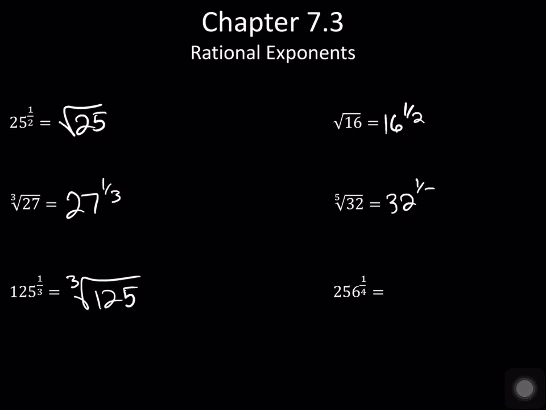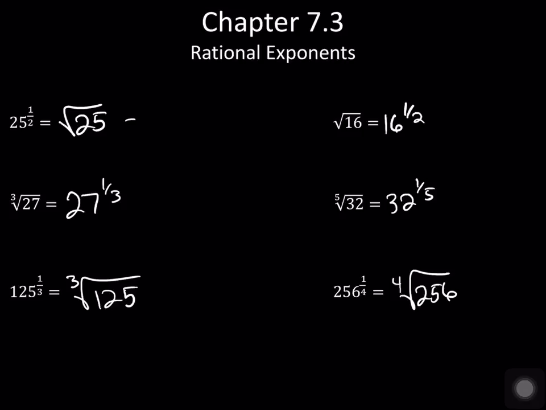32 to the 1/5. The 4th root of 256. Okay, so this is just making sure that we know how to go back and forth between notations. Now, in any of these forms, whether it be the radical or the rational exponent notation, all of these are expressions that we can actually simplify, evaluate.